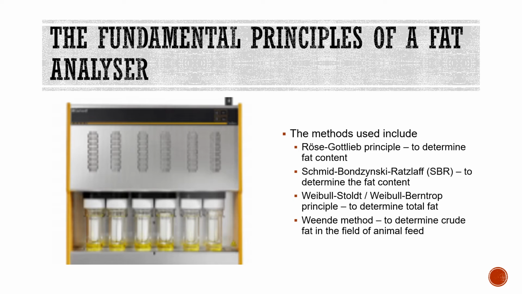Right, so there are four fundamental principles of the fat analyzer. There are four methods for the principles of the fat analyzer: the Rose-Gottlieb principle, Schmid-Bondzynski-Ratzlaff, the Weibull-Stoldt or Weibull-Berntrop principle, and then we have the Randall method. The Rose-Gottlieb principle is to determine the fat content, and Schmid-Bondzynski-Ratzlaff is to determine the fat content. The Weibull-Stoldt or Weibull-Berntrop principle is to determine the total fat, and the last one, the Randall method, is to determine the crude fat in the field of animal.